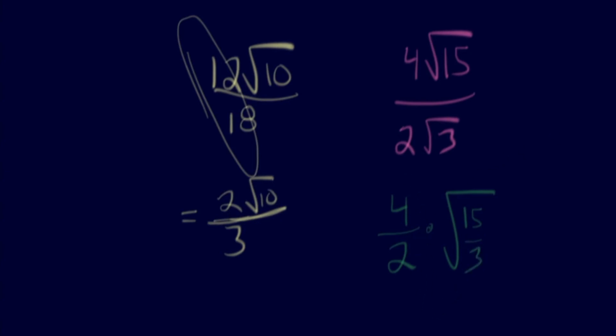So 4 over 2, that's just going to be 2. And root 15 over root 3, that's going to be divided into 5. So that's going to be 2 root 5, just like that. There are some different ways to solve that one, but I think that's the easiest way to go about looking at that one.